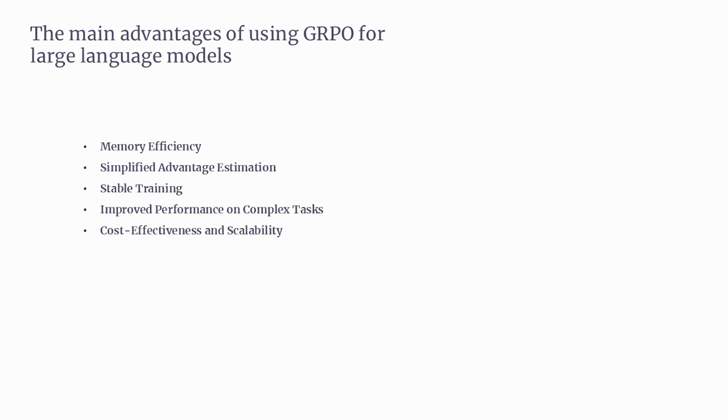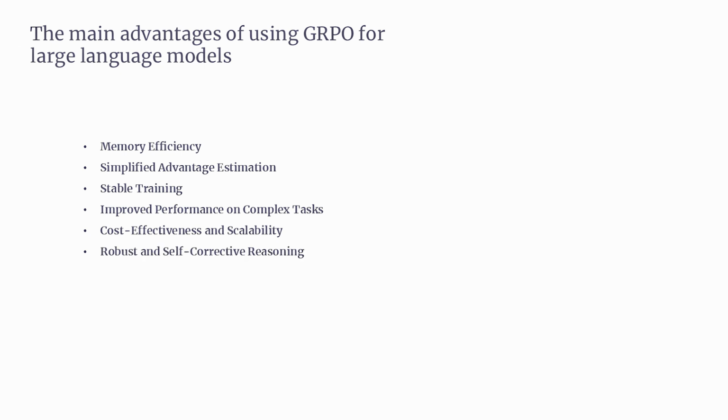The fifth, cost-effectiveness and scalability. Reduced computational costs. Since GRPO doesn't need a separate value function, it helps reduce computational costs associated with training large models. This makes it more scalable. You can apply it to larger models or run it on systems with fewer resources, making it ideal for large-scale applications where computational efficiency is crucial.